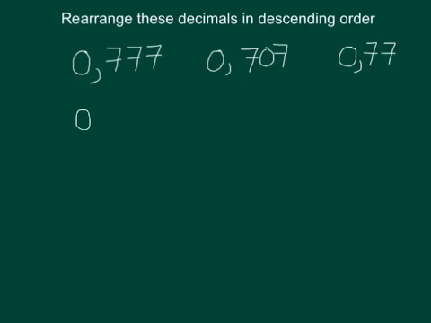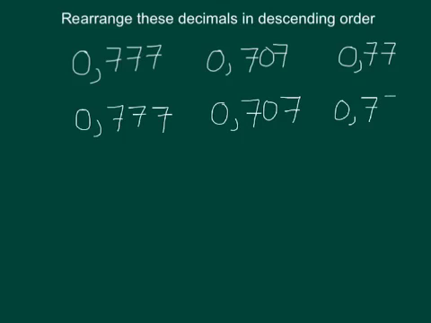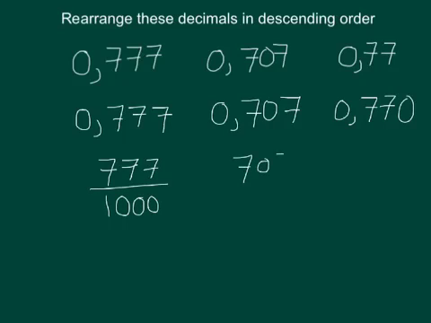So the first one we can rewrite as 0,777, or it just remains the same. Second one also will stay the same. And the third one we're going to have to just change to 0,770 and just add a 0. Now we're actually comparing apples with apples, because these are all now in thousandths. Let me just write it in fraction form for you. First one is 777 over 1,000, 707 over 1,000, and the last one is 770 over 1,000.